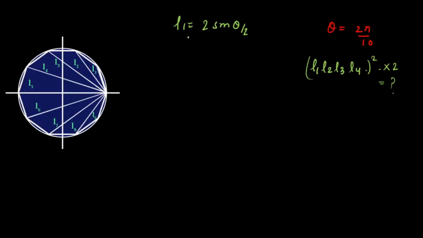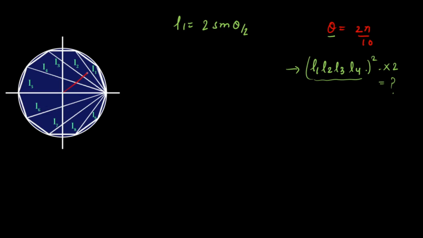As I've shown you, we calculated L1 in the previous slide, that was 2 sine theta by 2, and here theta was the 10th part of 360 degrees, that is 2 pi by 10. Our motive was to calculate the product of all the diagonal lengths, and we got this value as L1, L2, L3, L4 whole square multiplied by 2. Now to calculate L2, L3, L4, I'll generalize this series.